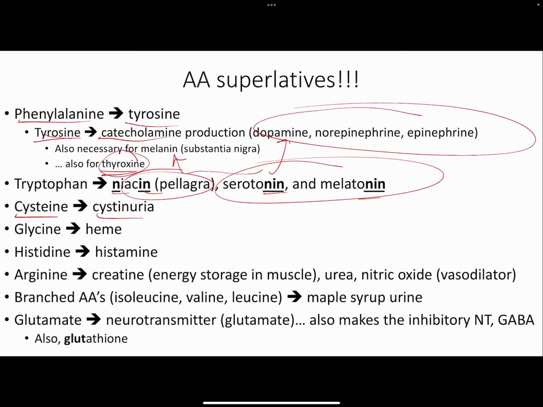Cysteine can lead to cystinuria. Glycine can make heme. Histidine can make histamine. Arginine can make creatine, which helps for storing energy in the muscles. Can also make urea. Can also help make nitric oxide, which among other things is a vasodilator. Branched amino acids: if you have a deficiency in the enzyme that breaks these down, you have a disease called maple syrup urine disease. Glutamate, well, that itself is an excitatory neurotransmitter, but it can also make inhibitory neurotransmitters like GABA. Also glutathione to help fight and reduce reactive oxygen species.